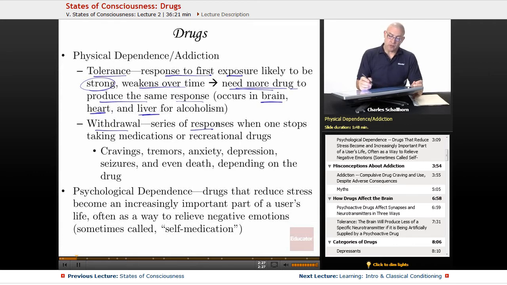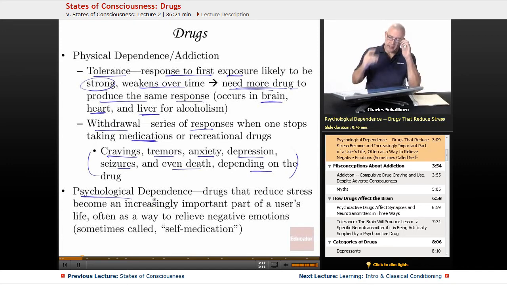Withdrawal is a series of responses when one stops taking medications or recreational drugs. So there are some people who may be taking what are called selective serotonin reuptake inhibitors, a particular class of antidepressant drug. If they are taking those and they stop without working themselves off through a doctor's guidance, they may have cravings, tremors, anxiety, increased depression, seizures, or even death, depending on the drug. But these are withdrawal symptoms for any drug. So it's going to depend on the drug, the specific withdrawal symptoms, but these are all symptoms one can experience when stopping a drug that they have been addicted to.